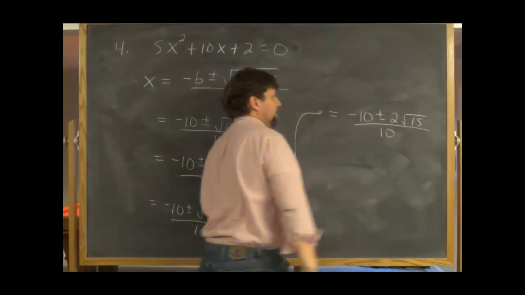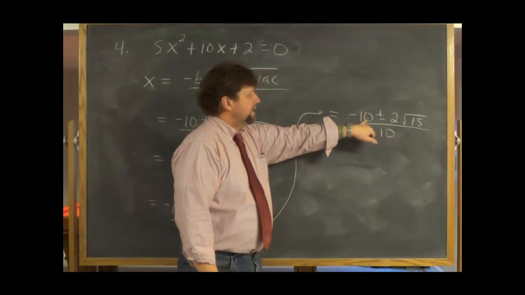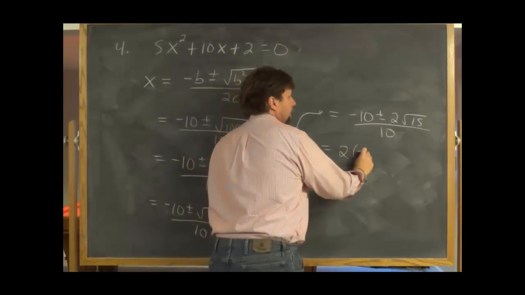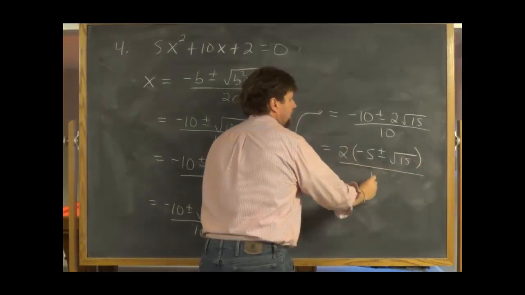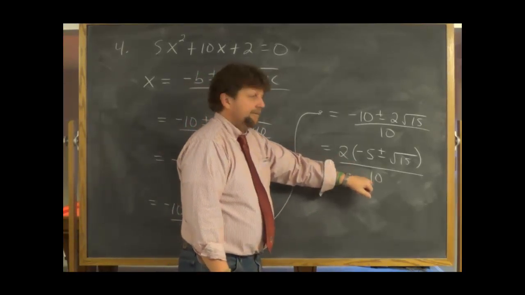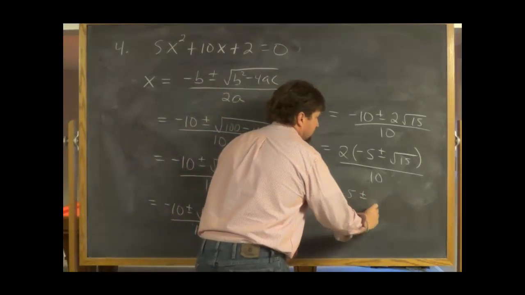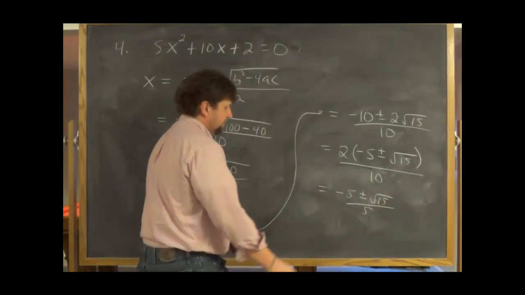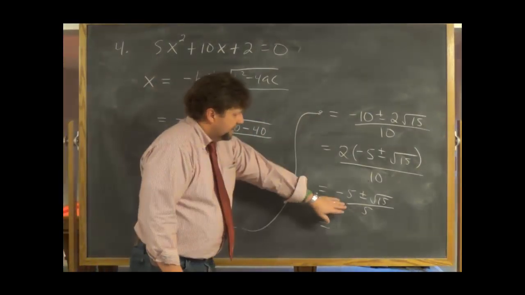15 all over 10. And like I did in 3 part B, in the numerator, I see 2 as a factor of both of those terms. So if I factor out a 2, I'm left with a negative 5 plus or minus the square root of 15 all over 10. And then 2 will cancel into the 10 and leave me with a 5 in the denominator. So I have negative 5 plus or minus the square root 15 over 5. This is fine as an answer.